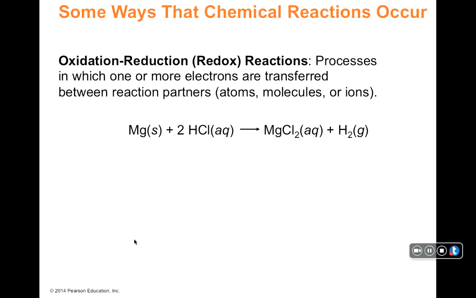Another class of reactions are redox reactions. These are ones where electrons are transferred, and we'll talk more about those in a little bit.